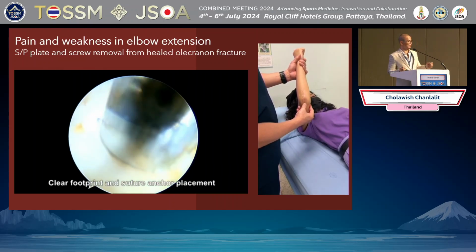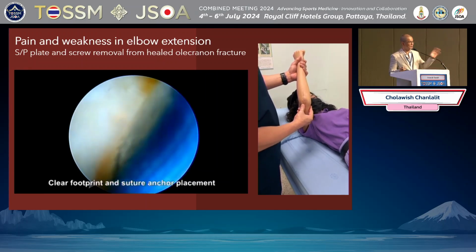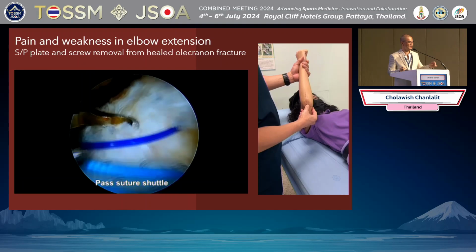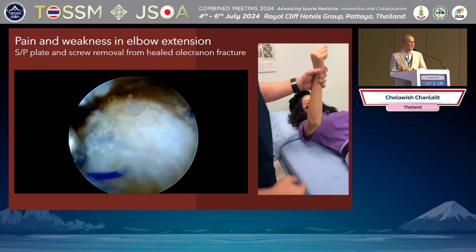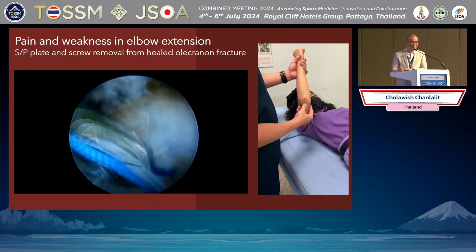Please, in the trauma case, do not remove the tricep insertion. The tricep insertion is very strong. We need to preserve it.